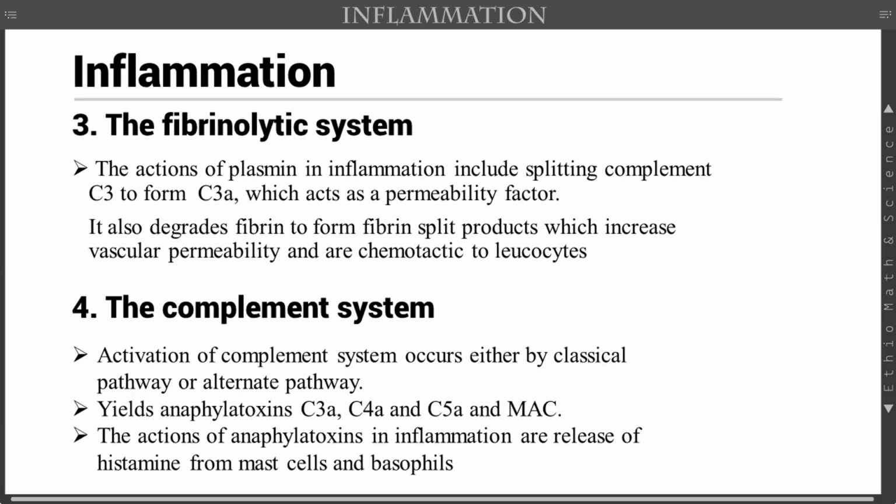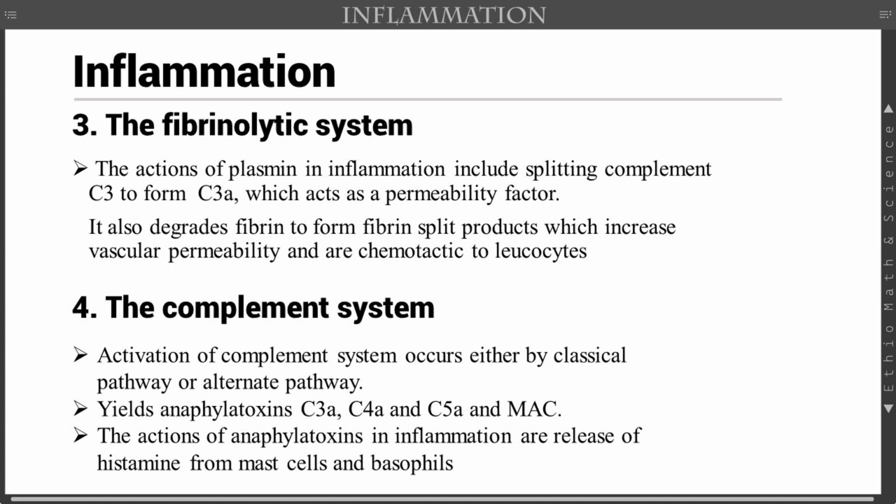Next, the cleanup crew, plasmin. Plasmin has two key inflammatory actions. First, it can split complement component C3 to make C3a, a permeability-increasing mediator. Second, it degrades fibrin into fibrin split products, which themselves increase permeability and are chemotactic for leukocytes. So, breaking down a clot also boosts the local inflammatory signal.